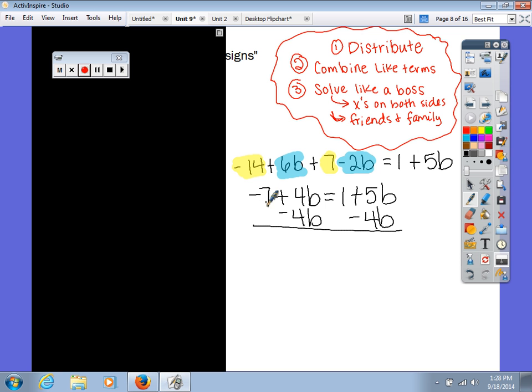And then remember, we need to write from left to right so we don't make any mistakes. So bring down your negative 7 equals 1 plus 1b. And then you're going to go ahead and you have family and friends. You get rid of your friend first.